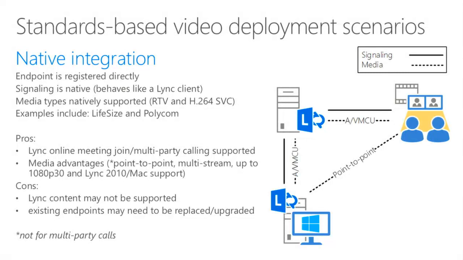Media is going to go between the endpoint and the Lync client if it's a point-to-point call. If it's a multi-point call, obviously, as per design of Lync, it's going to go via the Lync server. You may also get higher quality video from a point-to-point perspective. But again, as I mentioned earlier, while that could be higher bandwidth media, it's going to go between you and the Lync client, and via the AVMC for multi-point.